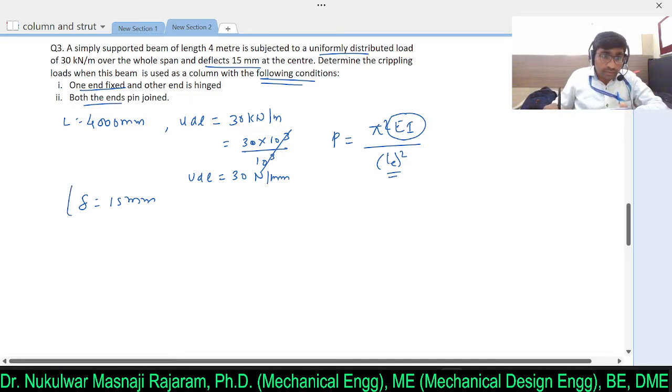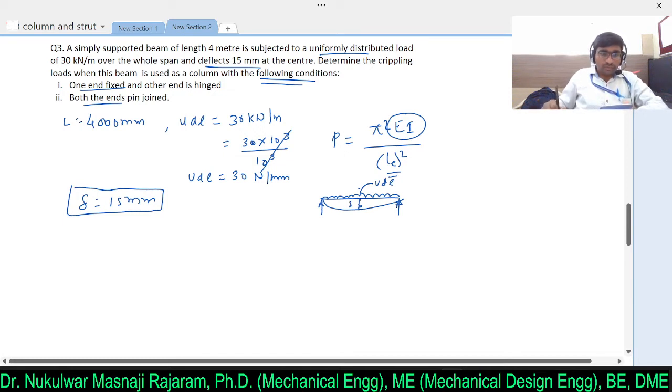However, one thing is given, that is delta. Deflection at the center is given and a simply supported beam is given. So here the simply supported beam is given having UDL. And the deflection at the center, so whatever the beam will deflect, this delta value is given. Now we must remember the formula for deflection, otherwise we need to derive it over here and then use it.